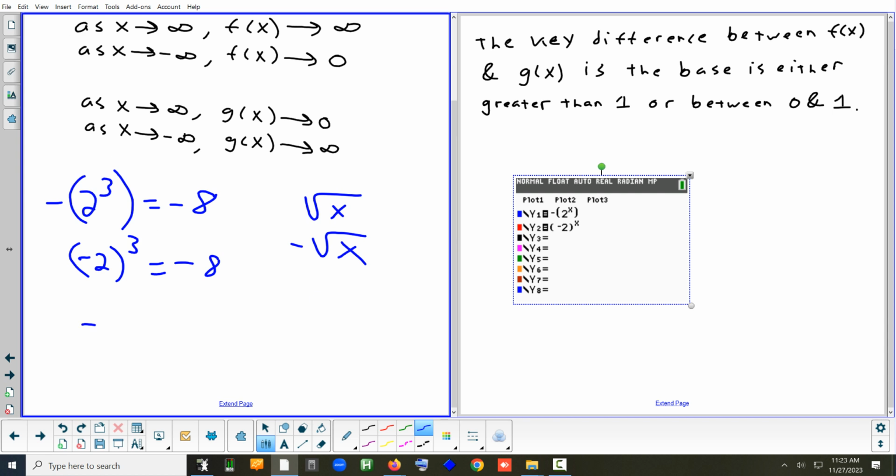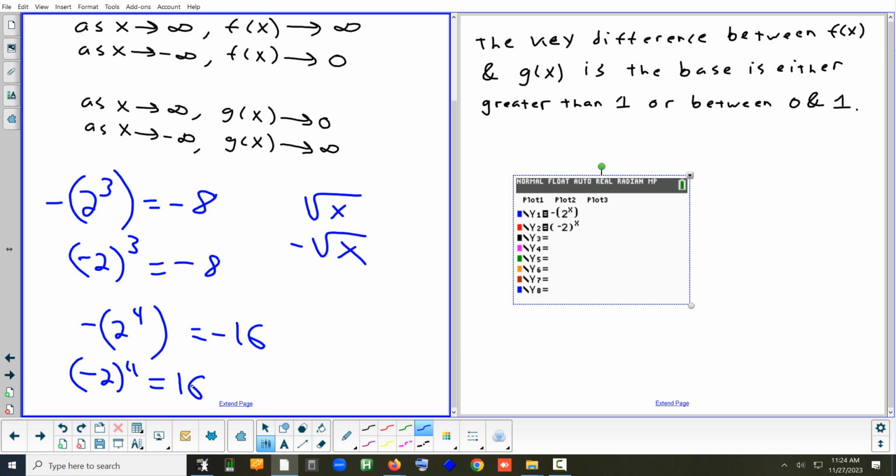Now try it with this. Let's try it to the 4th power. So this means multiply 2 times itself 4 times, and then throw a negative in front. What's 2 to the 4th? 16. And then throw a negative in front when you're done. -16. This means multiply -2 times -2 times -2 times -2. That's 16. So they might come out the same for some exponents, but not all the time.